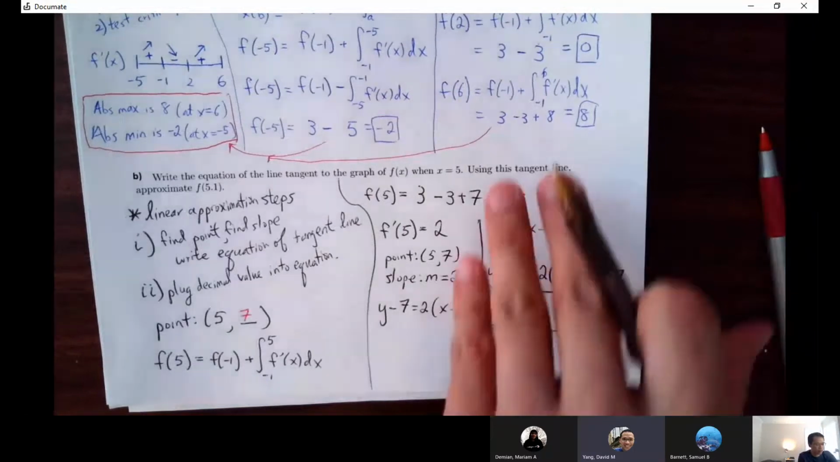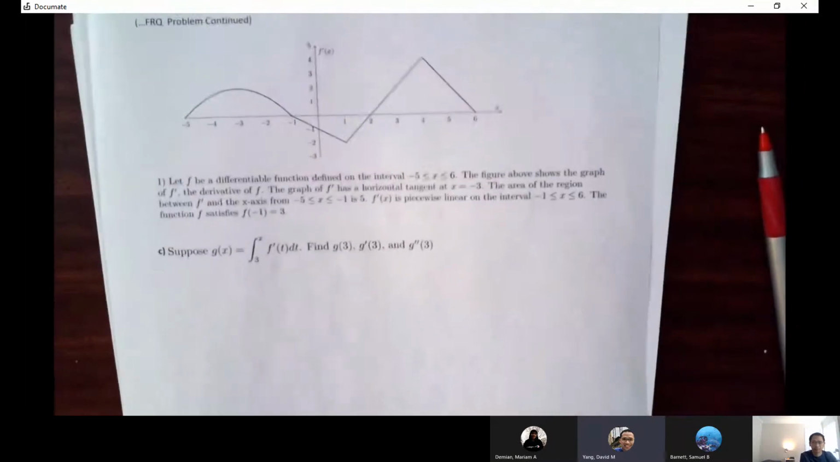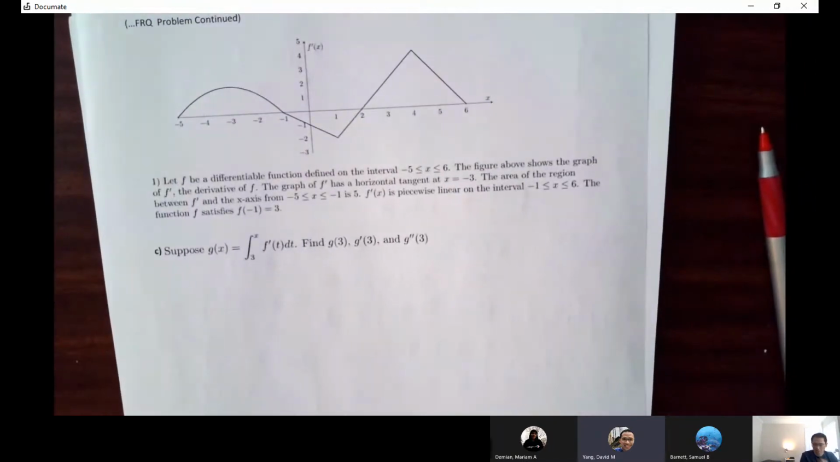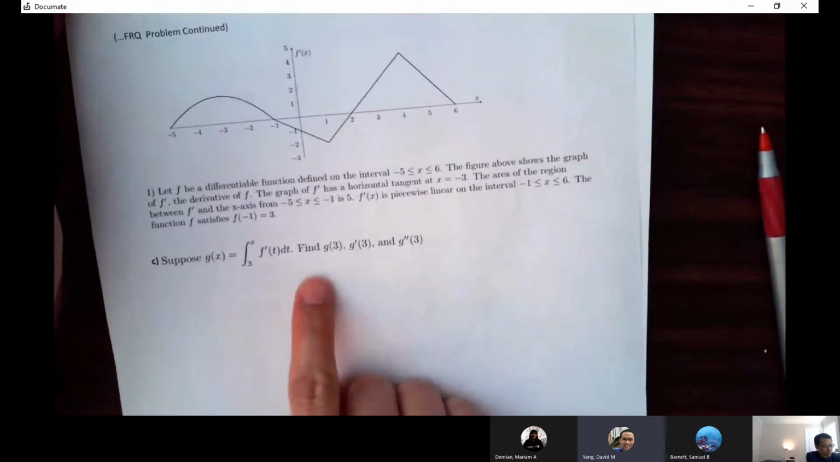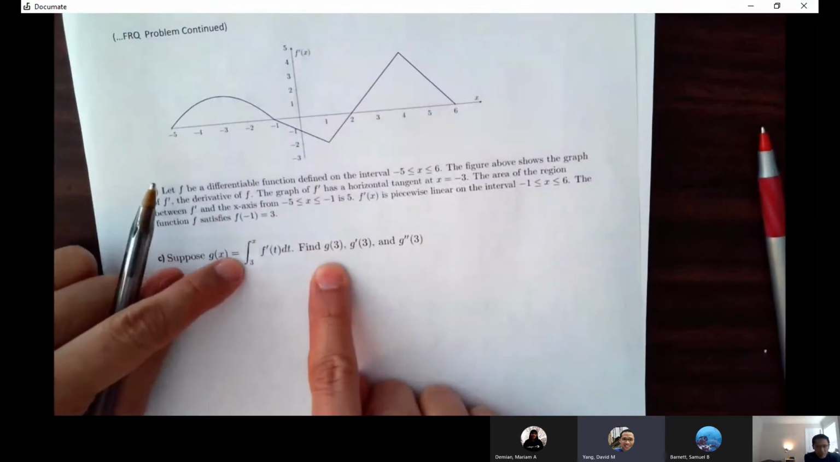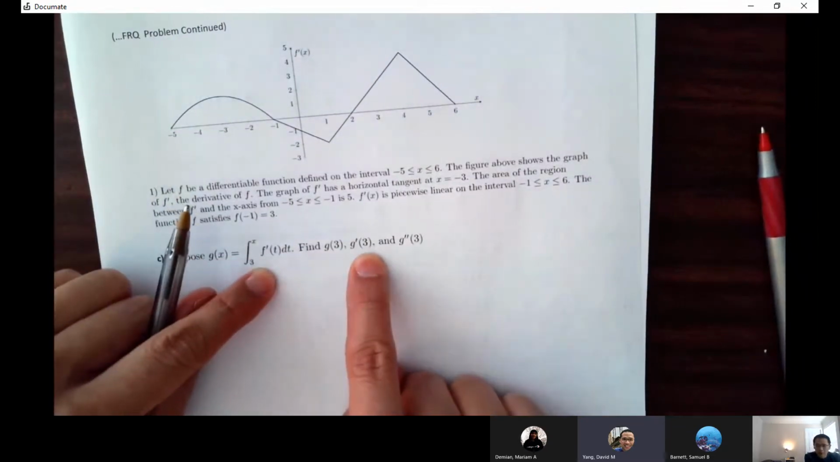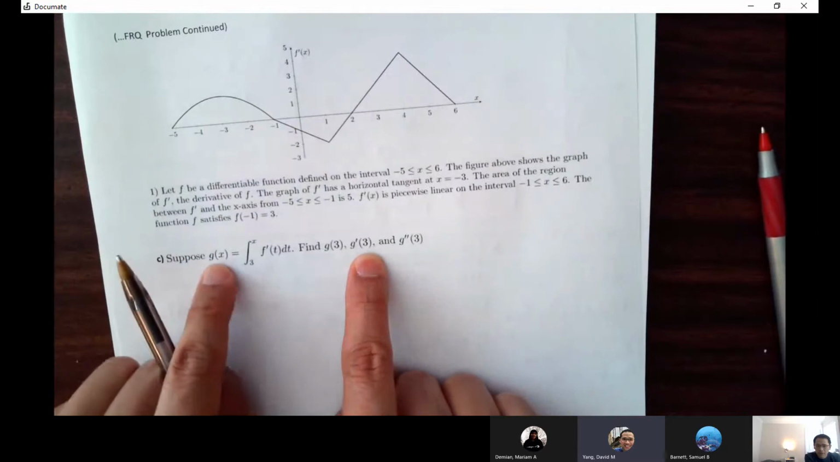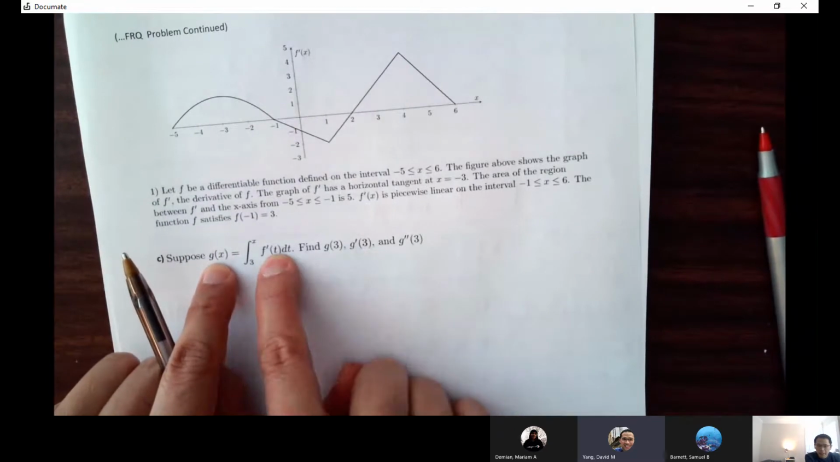All right, let's go to the back, part C. Part C says g of x is defined as the definite integral from 3 to x of f prime. Find g of 3, find g prime of 3, and find g double prime of 3. Okay, so g of 3 is just going to be involving the area under the graph.